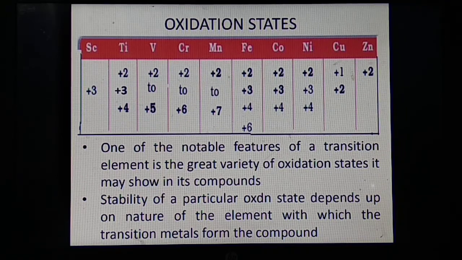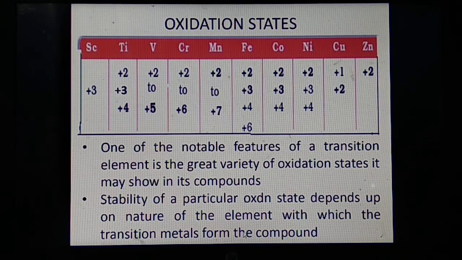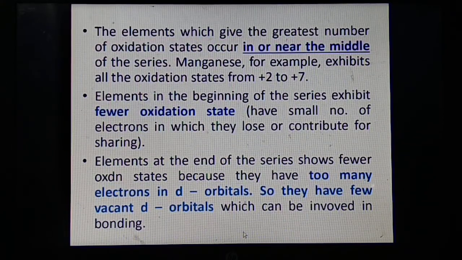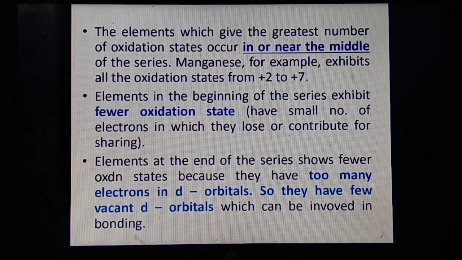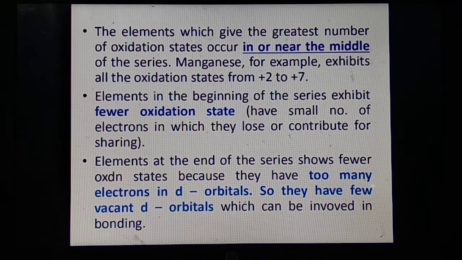Stability of a particular oxidation state depends upon the nature of the element with which the transition metal forms the compound. The elements which give the greatest number of oxidation states occur in or near the middle of the series. Manganese, for example, exhibits oxidation numbers plus 2 to plus 7. So one thing I am telling, the elements near the middle show variable oxidation states.